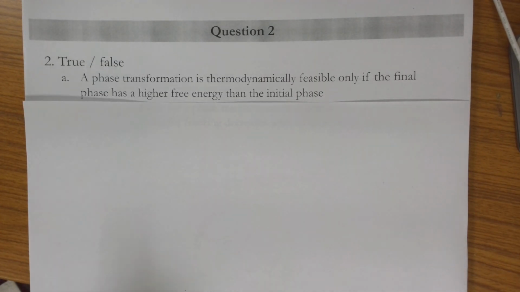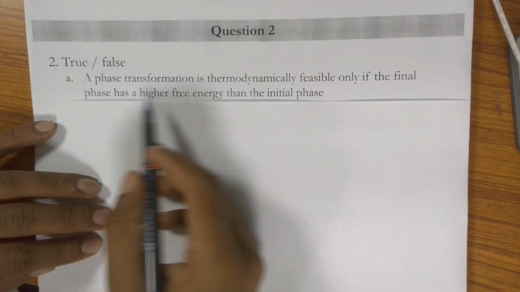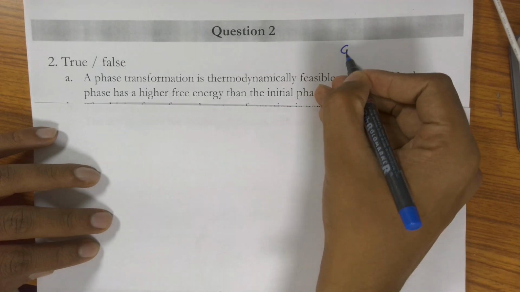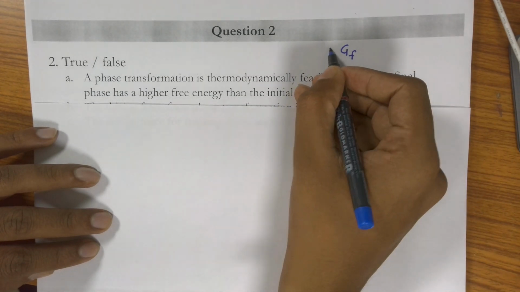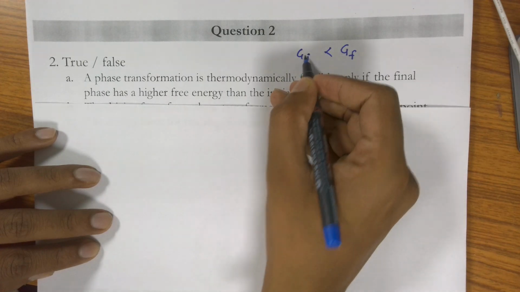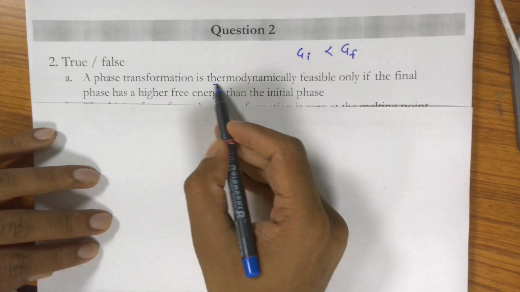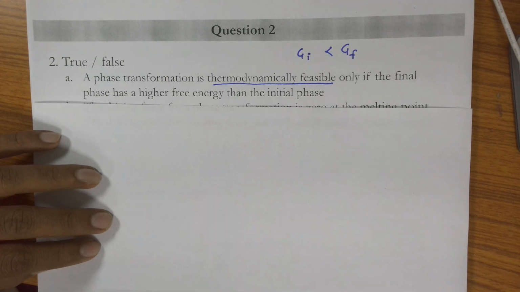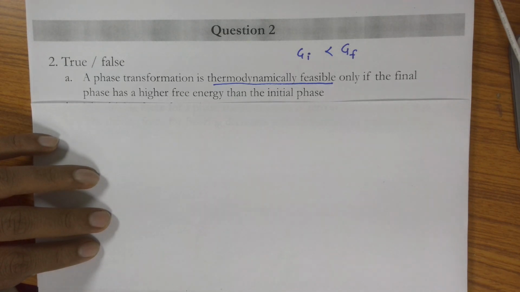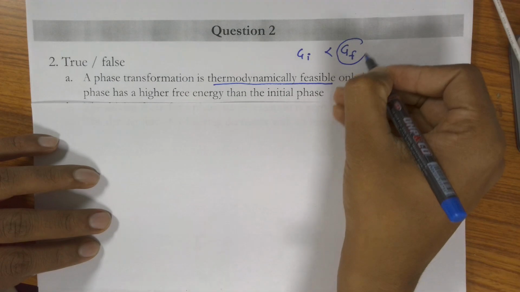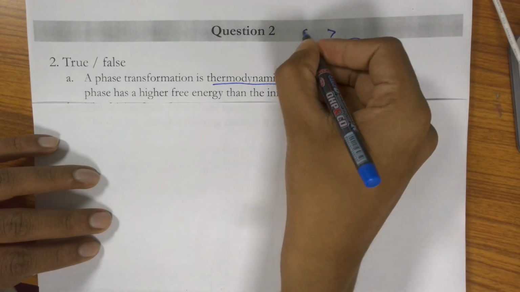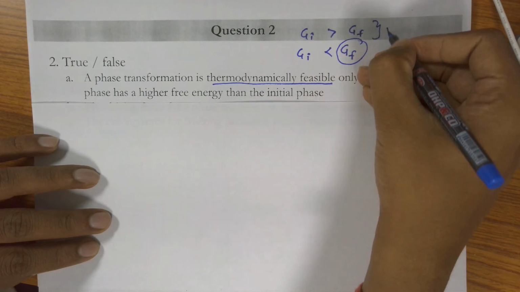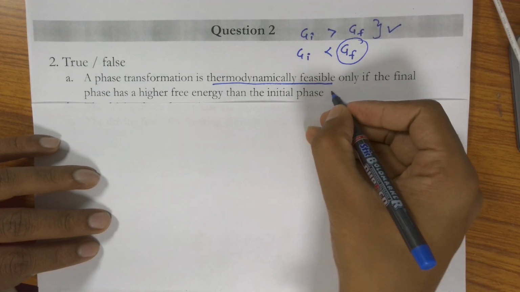A phase transformation is thermodynamically feasible only if the final phase has a higher energy than the initial phase. So they are saying that the Gibbs free energy of the final should be higher than the Gibbs free energy of the initial, and only then will the transformation be thermodynamically feasible. And we know this is not the case. The product should be more stable. So the feasibility will happen only if the initial phase has more Gibbs energy than the final phase. This is where the thermodynamic feasibility lies. So we can say that this option is false.